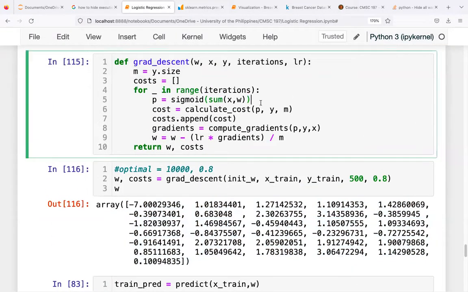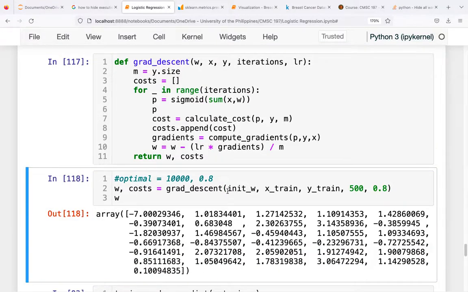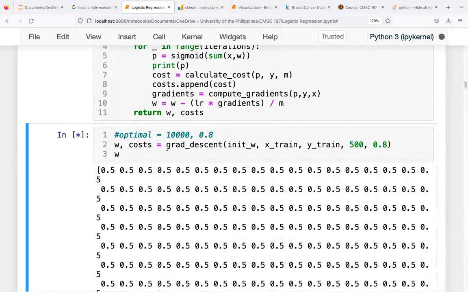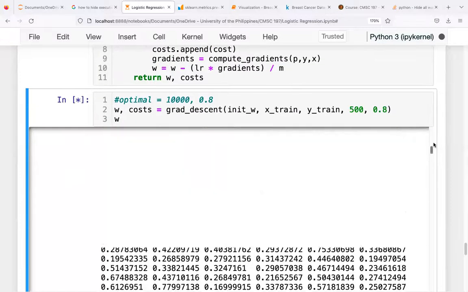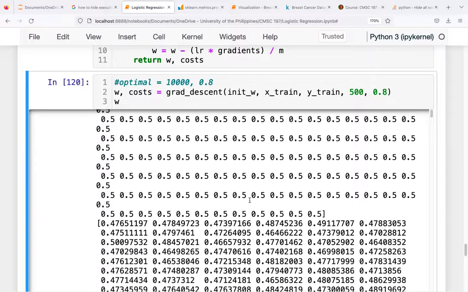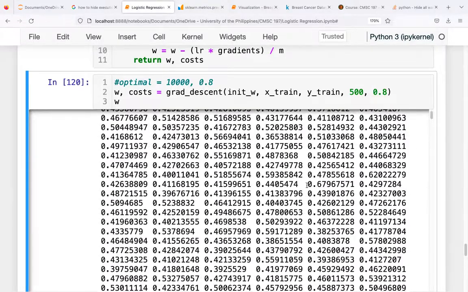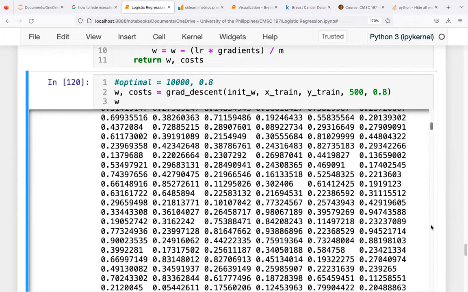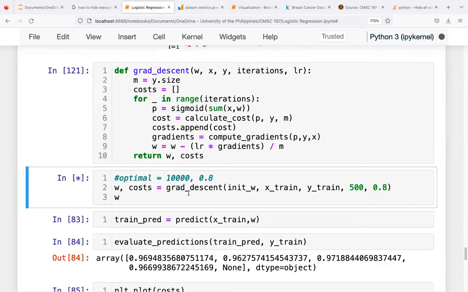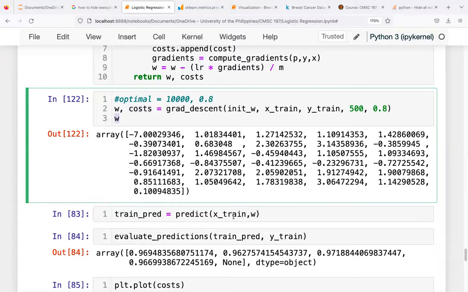So let us try to print how the probabilities look like. Sorry, print P. So as we can see here, initially the probabilities are set to 0.5. Okay, but as we continue, the probabilities are getting closer and closer to the true labels. Okay, so we return the weights as well as the cost. So these optimal weights will be used for the prediction.